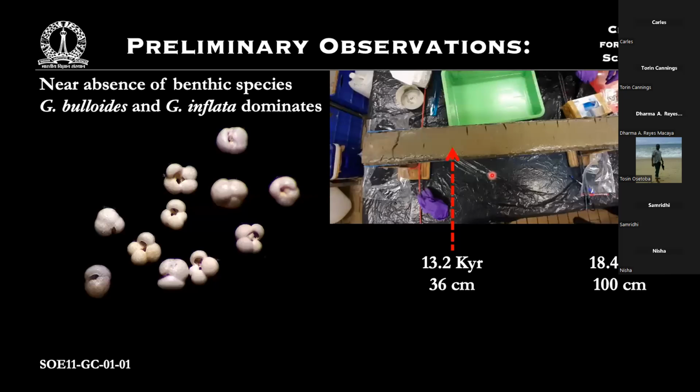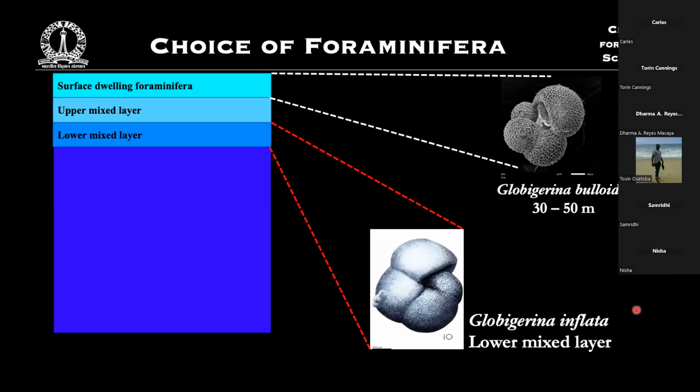Now, what are the preliminary observations of this core? There is a near absence of benthic species, and bulloides and inflata dominate, which is indicative that this is a strong upwelling region. The length of the core over which the data has been generated is between 36 centimeters and 100 centimeters. Why? I'm going to come to that later, but we're going to be working with these two species, bulloides and inflata, the surface dwelling bulloides and the lower mixed layer dwelling inflata.